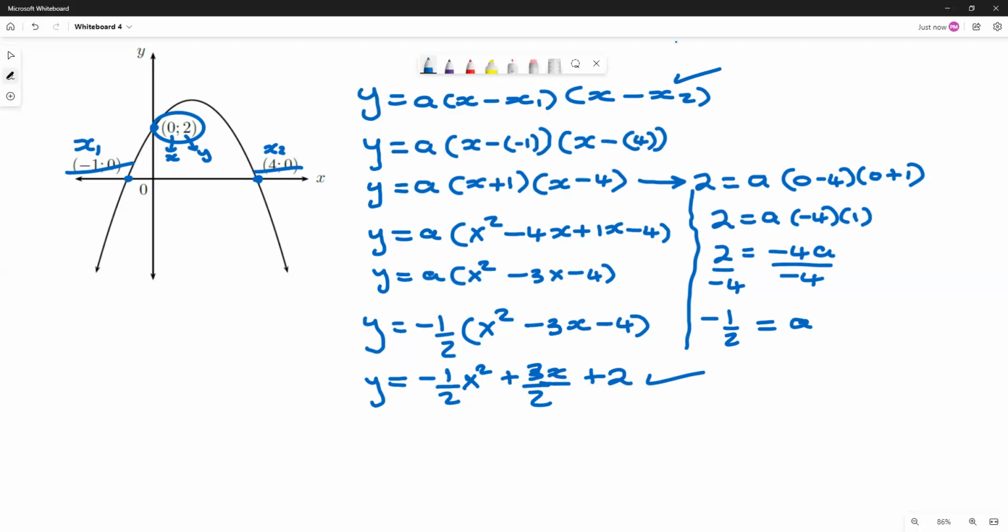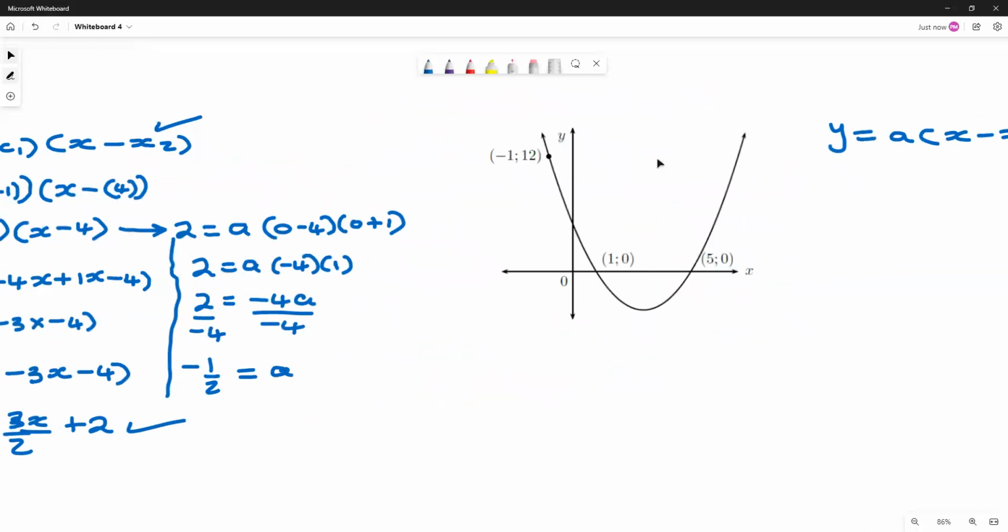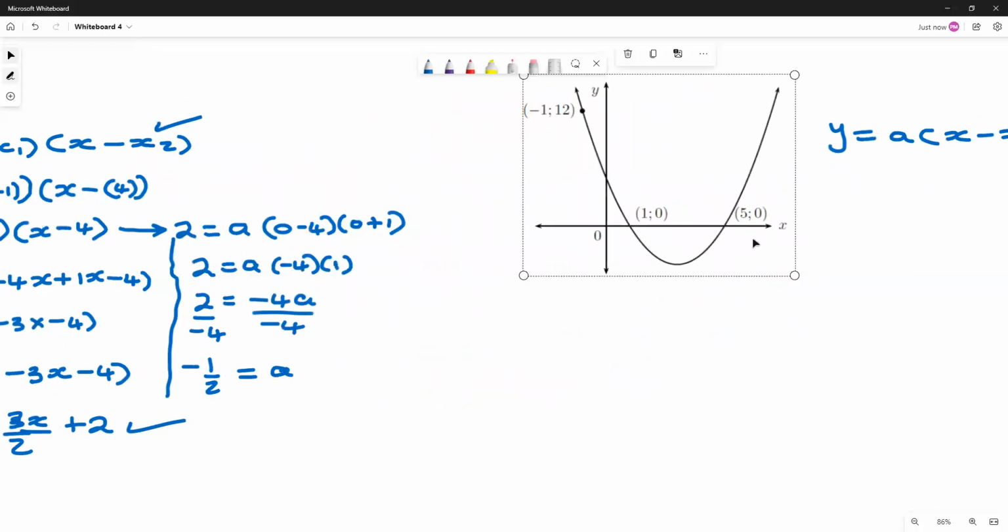So far, parabola has 3 equations. We have learned about the basic form, the turning point form. Now we have the x-intercept form. You need to know all those 3 versions of a parabola. Okay, let's do the second example.